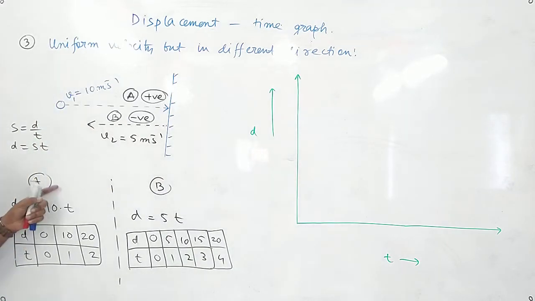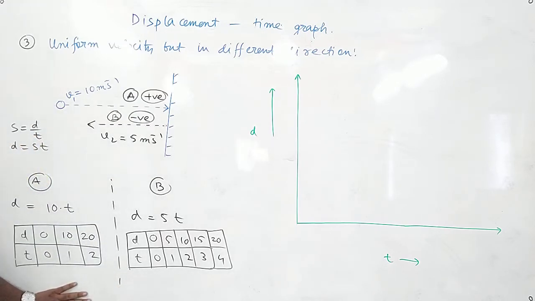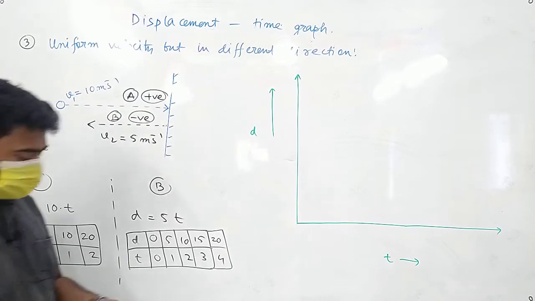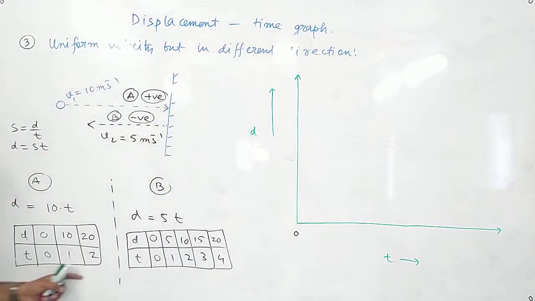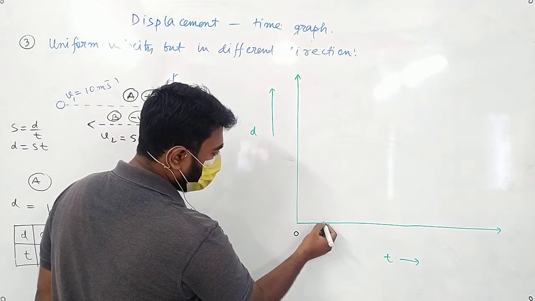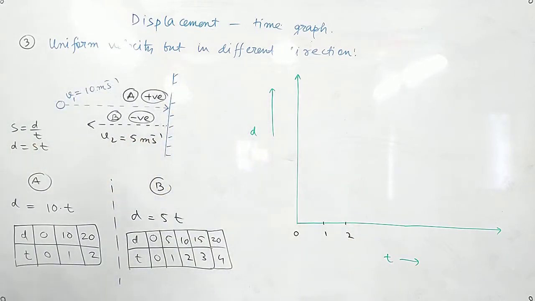Okay, case A is happening for 2 seconds. Case B is happening for 4 seconds. So how much is the total time? 4 plus 2, 6 seconds. Total incident is happening for 6 seconds. So total incident A is happening for 2 seconds. That means 0, 1, 2. This, huh?